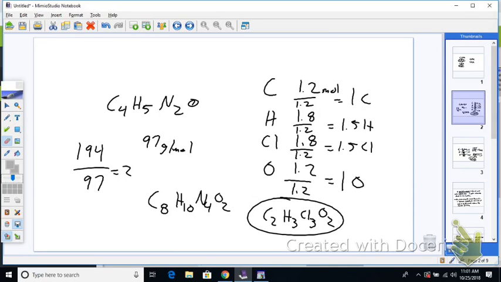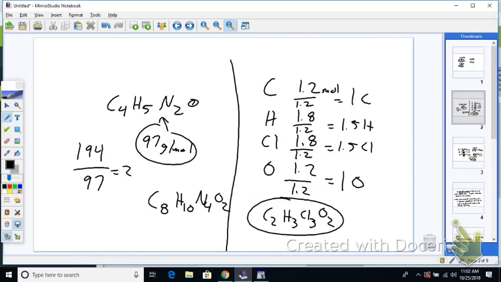The next one that you had to do was just, you were given all the information. And so, this is the actual formula. And then you realize 194 was the molecular formula. Then you add your 4 carbons, 5 hydrogens, 2 nitrogens, 1 oxygen. That gives you 97 for the mass of that whole thing. So then you divide 97 and 194 goes in twice. So everything doubles. 8, 10, 4, 2.